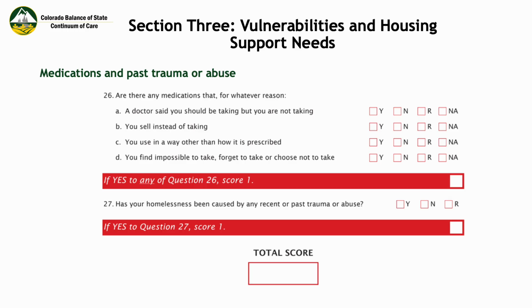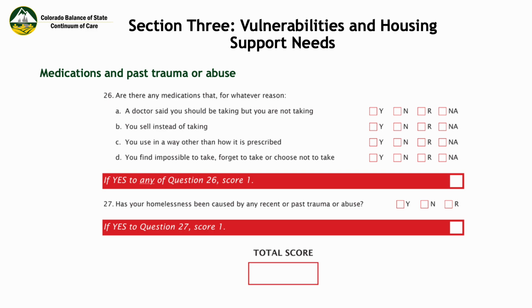Finishing up in Section 3, Vulnerabilities and Housing Support Needs, questions 26 looks at medications, and 27 asks about past trauma and abuse. Question 26 states, are there any medications that for whatever reason a doctor said you should be taking, but you're not taking? And the responses are yes, no, refused, or non-applicable.